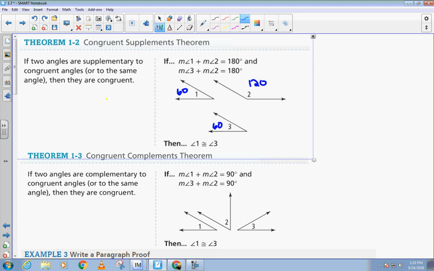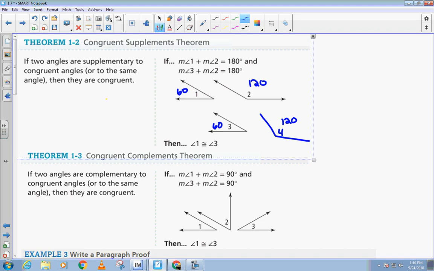Okay? And it would be true if I had another angle here, 4, and I said that 1 and 2 were supplementary, and 3 and 4 were supplementary, and if 2 and 4 were both 120, then these two would have to be the same. Okay? So it works with the same angle or a pair of congruent angles.